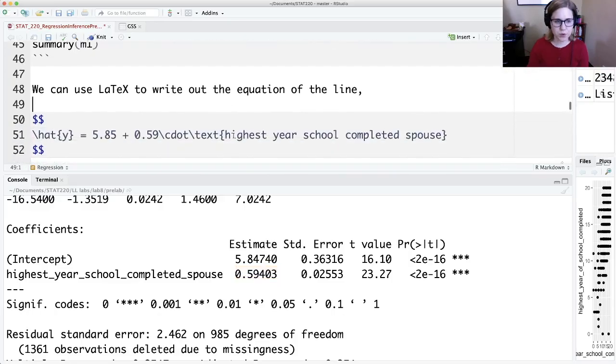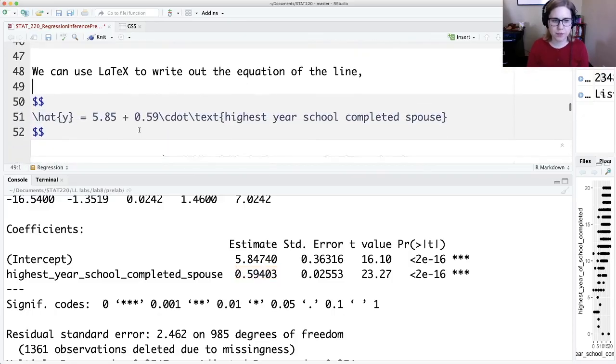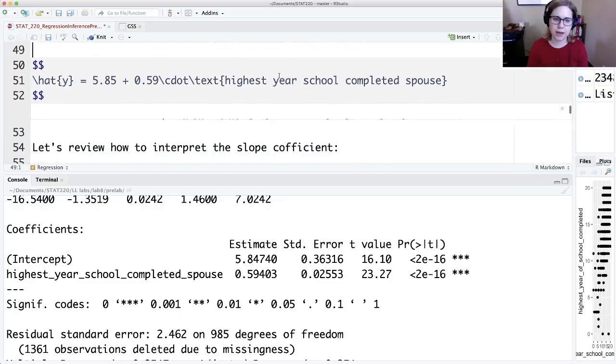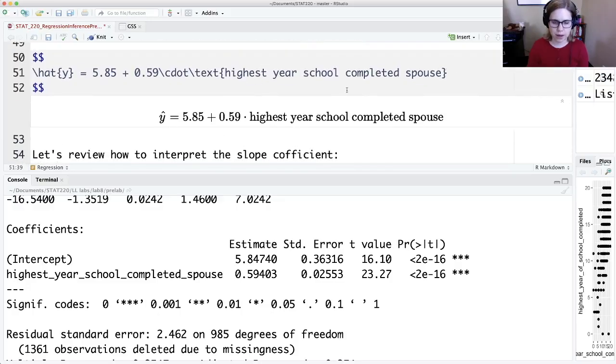And if I wanted to, I could use LaTeX to write out the equation of that line. So here is my syntax, \hat{y}, because it's the prediction. And then I've got my intercept plus my slope times my explanatory variable. So that is the equation of the line. If I was asked to find the regression line, this is what I'm looking for.